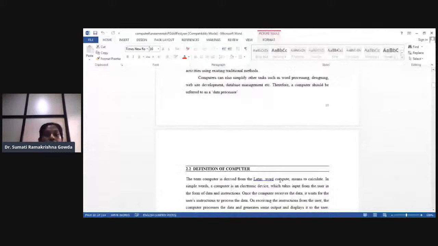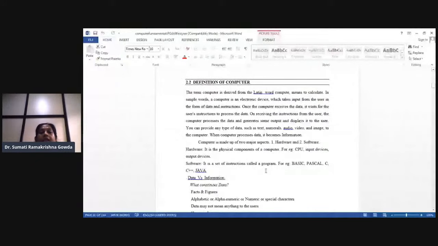See, what does computer mean? The term computer is derived from the Latin word compute, which means to calculate. In simple words, a computer is an electronic device which takes input from the user in the form of data and instructions. Once the computer receives the data, it waits for the user's interactions to process the data.